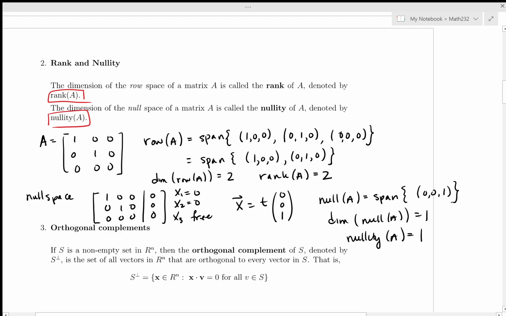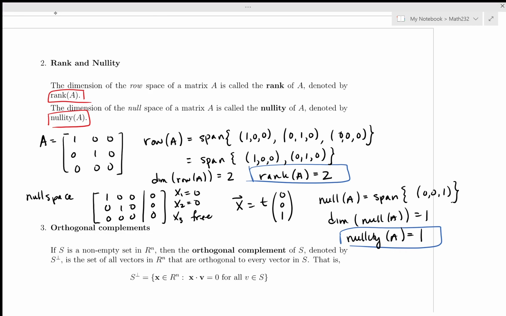Now, you will notice that we were working with subspaces of R3 here. We have a 3 by 3 matrix there. And you will note that the rank is 2 and the nullity is 1, and those two things add up to 3. That is not a coincidence. We're going to see more about this coming. So the nullity of A is the dimension of the null space.